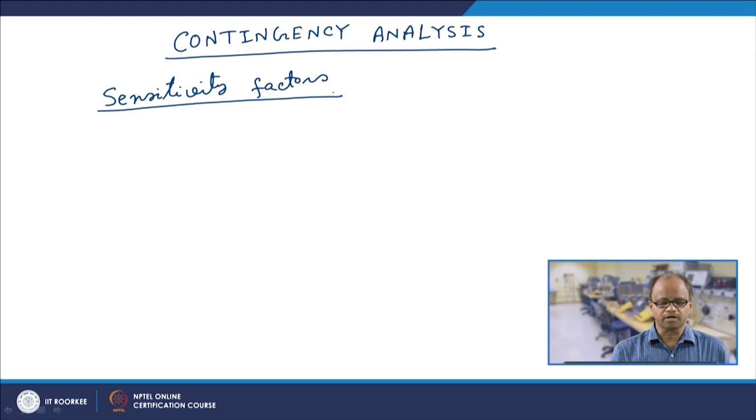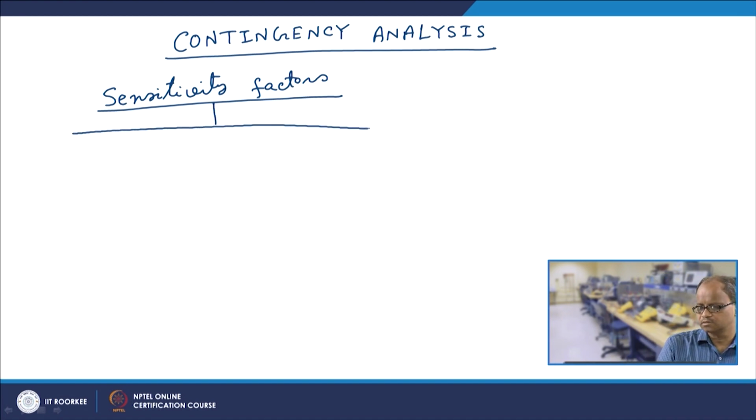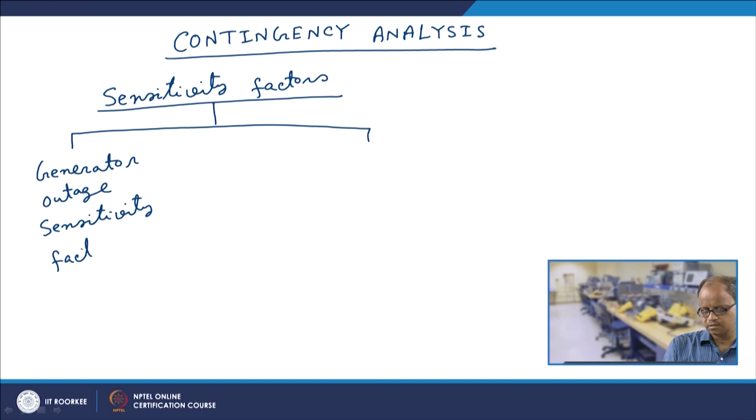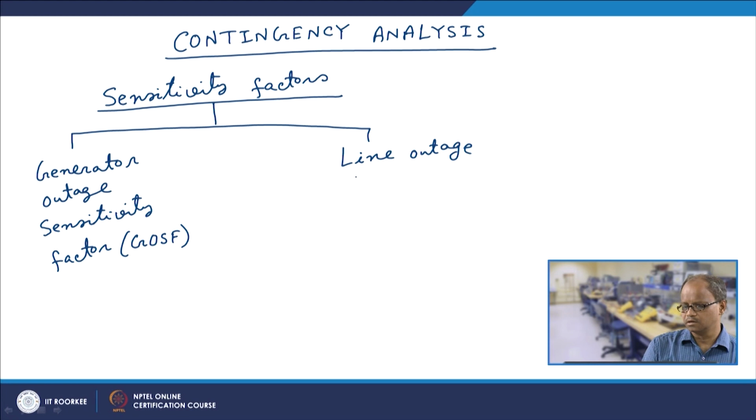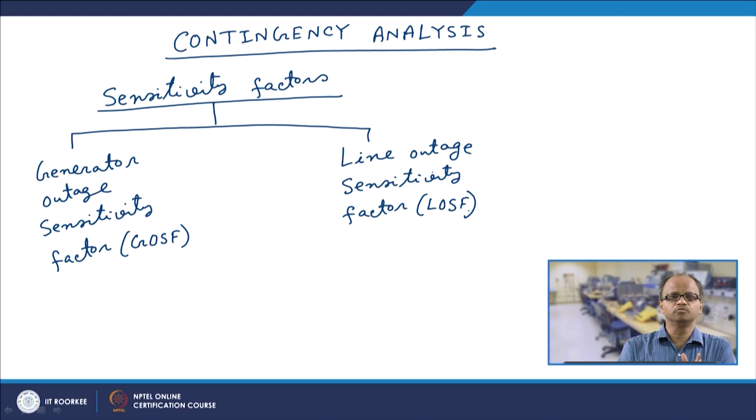There are actually two kinds of sensitivity factor. The first is called the generator outage sensitivity factor, GOSF, and the second one is the line outage sensitivity factor. So we use two types of sensitivity factor, called generator outage sensitivity factor and line outage sensitivity factor. Now, what do they mean?